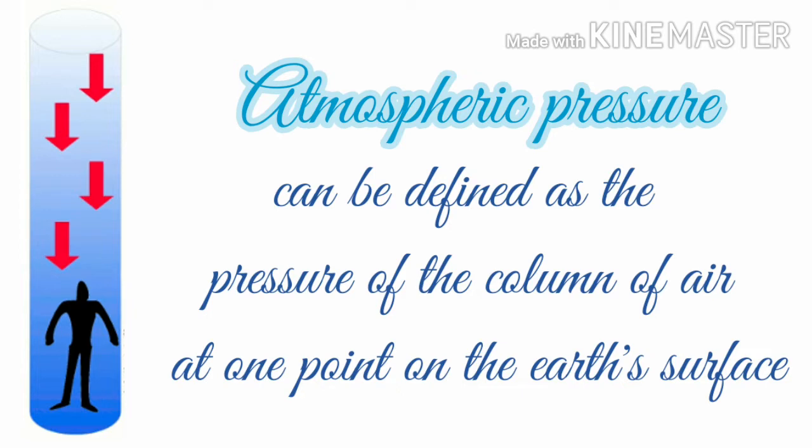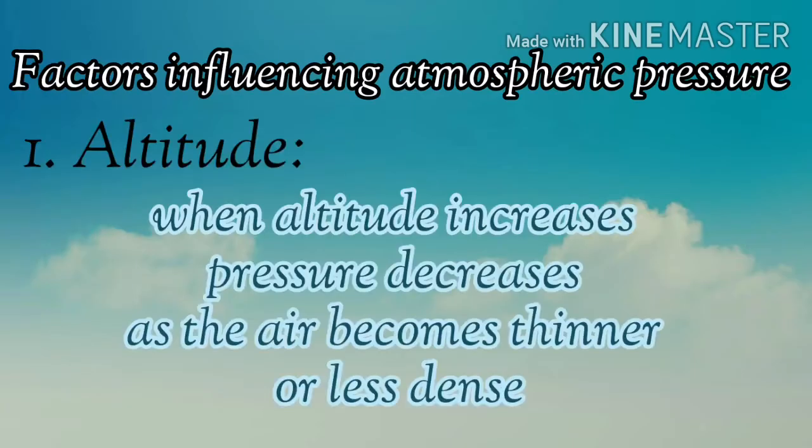Atmospheric pressure depends on some factors like altitude, temperature, moisture content, and rotation of the earth. Altitude means the height of a place. When the altitude increases, pressure decreases because the air becomes thinner or less dense.